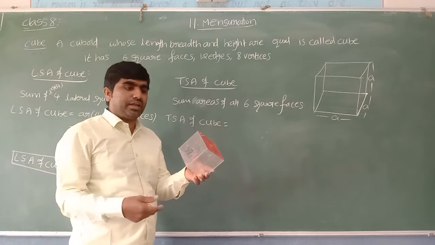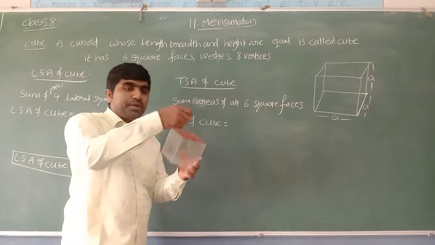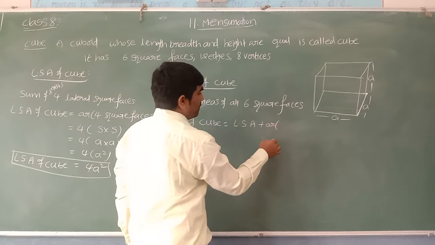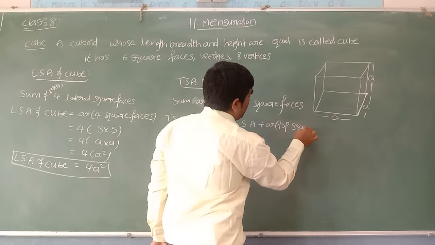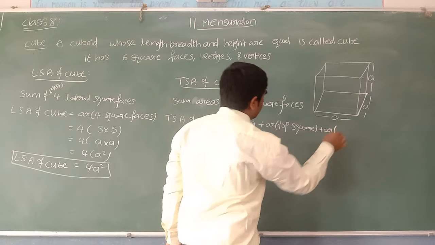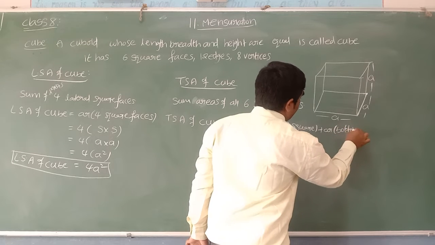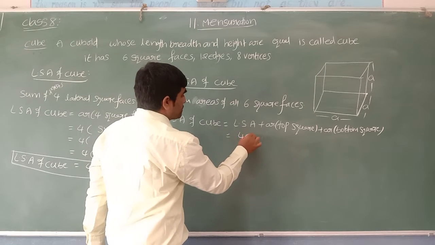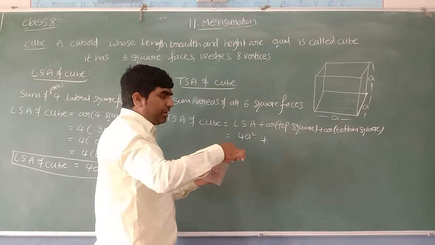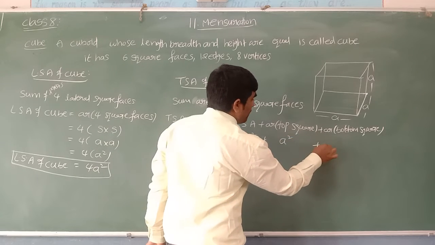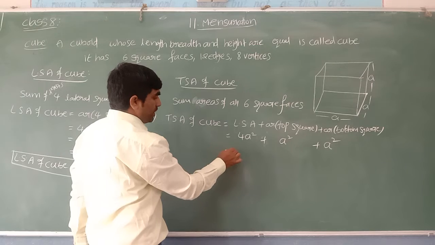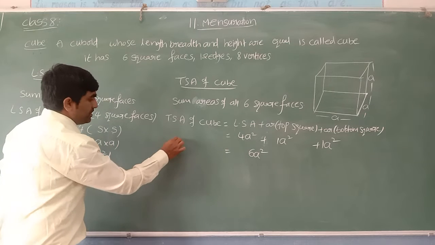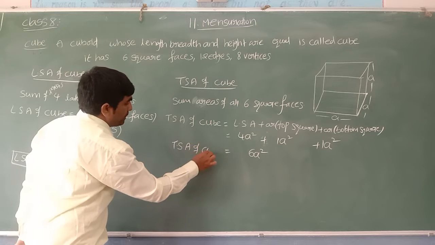So we can write TSA of a cube is equal to LSA plus area of the top square plus area of the bottom square. Whenever you want to find the TSA, it is better to take the help of LSA. LSA is 4A square. Area of the top is side into side, A square, plus area of the bottom, A square. 4A square plus A square plus A square gives us 6A square, which is the TSA of a cube.